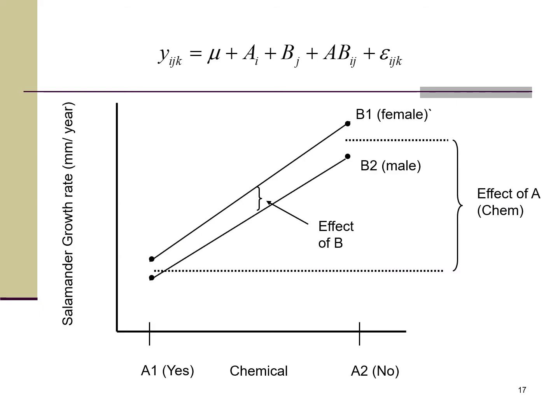Here's a graphical examination of what the effect is. We have on the x-axis just whether the chemical is present or isn't, and on the y-axis we have salamander growth rate. We've just plotted some means. What we found is that there is an effect for A, that is the presence of the chemical, but no effect for B, which is sex.